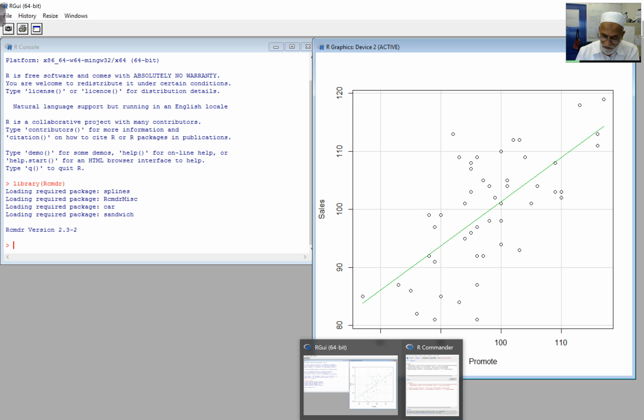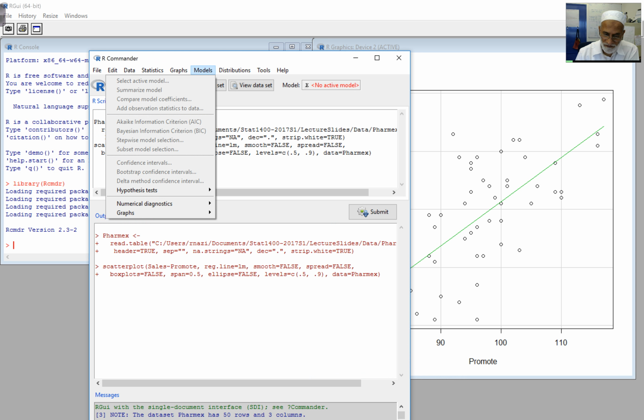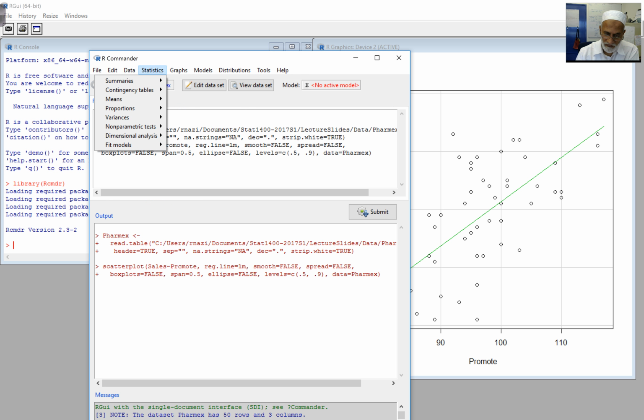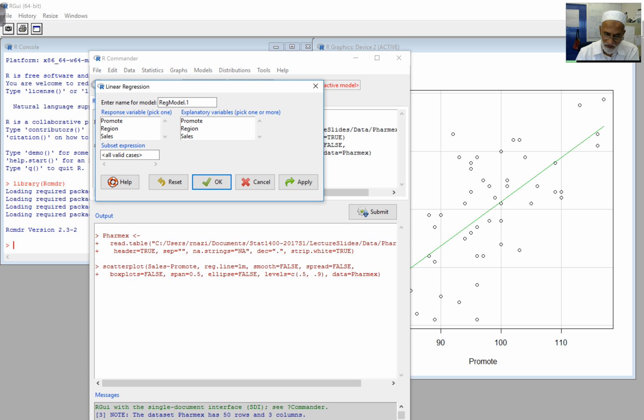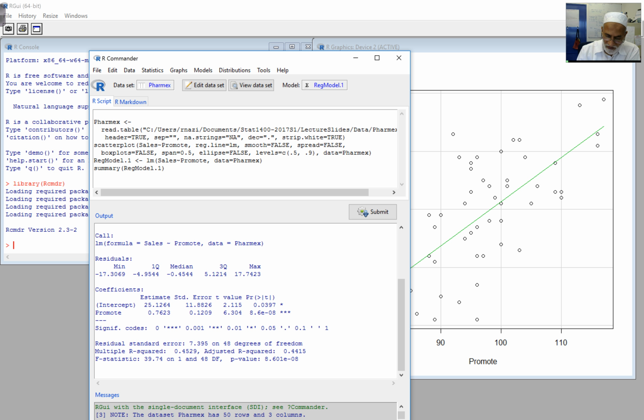What about actually running the regression? So if I go to the models, and I go to Statistics, and I'm going to go to fit models in a regression. That's all right. So my response variable is going to be sales and my predictor is promote. Okay. So here's the output. I'm putting sales against promotion over here.